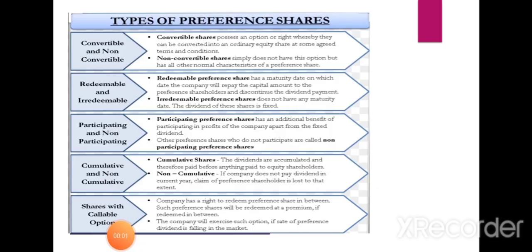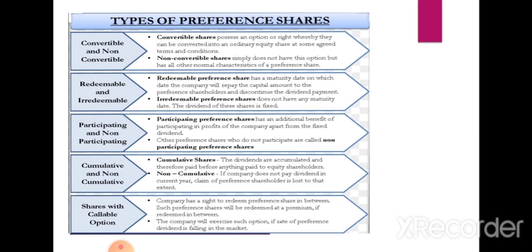Come to the types of preference shares. We have the convertible and the non-convertible. Convertible preference shares are shares which can easily be converted into equity shares. Non-convertible preference shares are shares which cannot be converted into equity shares. Redeemable and irredeemable. Redeemable preference shares are shares which are repayable either after a fixed period or earlier at the option of the company. Irredeemable preference shares are shares which are not redeemable. However, the Companies Act 2013 does not permit issue of irredeemable preference shares.